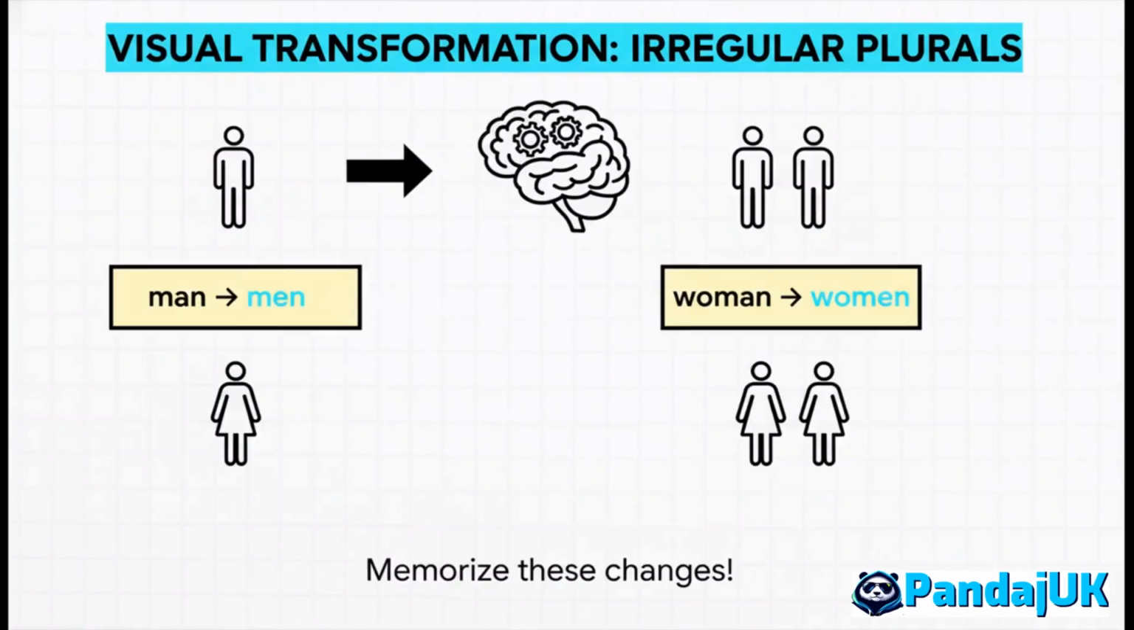Now, some very common words change completely. They don't use an S at all. For instance, 1 man becomes 2 men. 1 woman becomes 2 women. You just have to memorize these special changes as you practice.